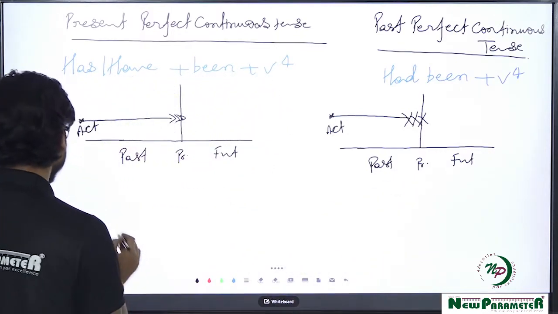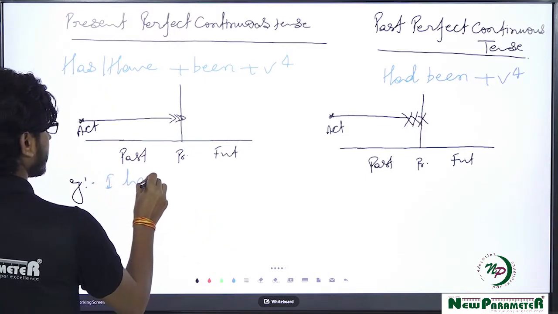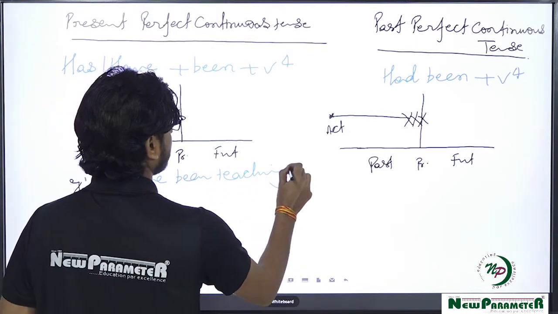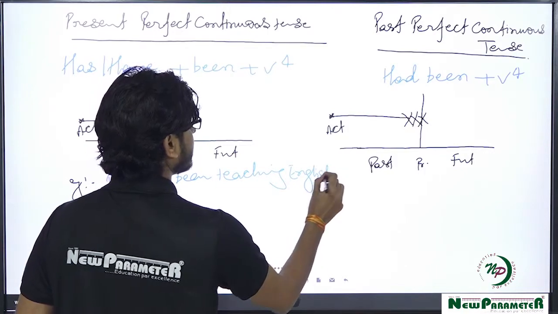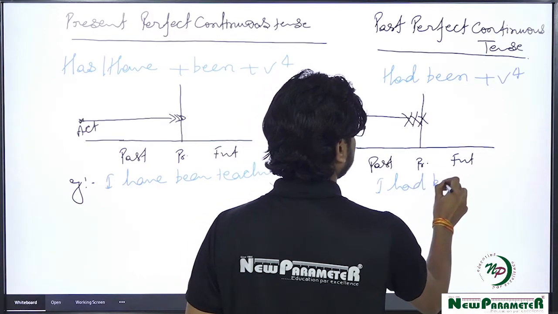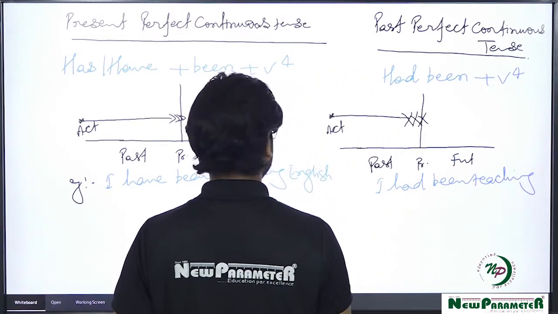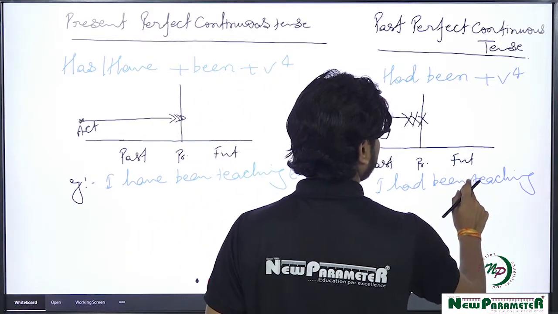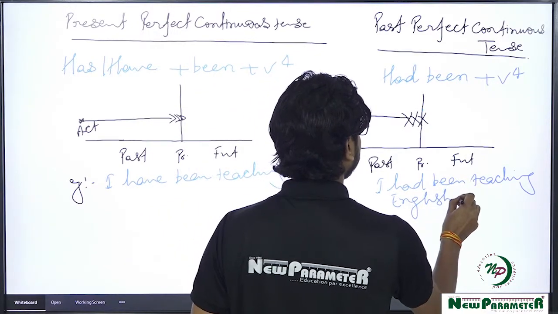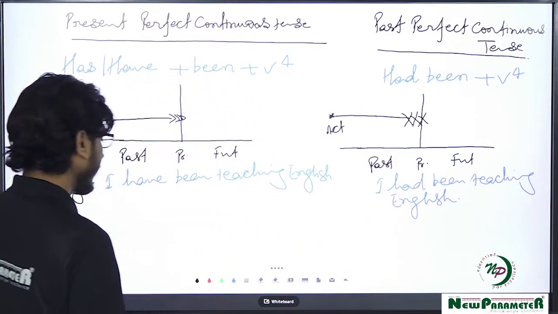I am writing some examples. I have been teaching English. Means what? Currently I am teaching. If I say I had been teaching English, means what? Currently I am not teaching English. Okay. One more thing we'll see here.